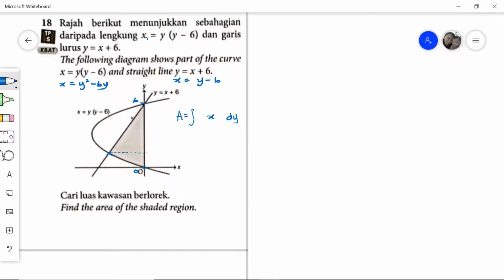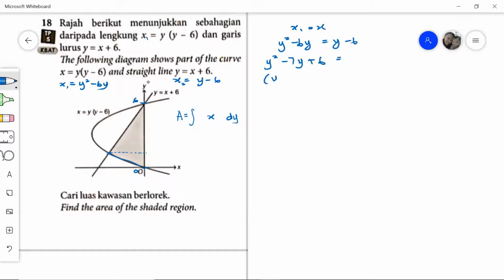So this part is actually from the curve. So the area of the shaded region can be obtained if we integrate the curve from 0 to this point. But the question is, what is this? So we have to find the point of intersection. Therefore, we just let x1 equals x2. Therefore, y squared minus 6y equals y minus 6. So rearrange so that we can solve the quadratic equation.